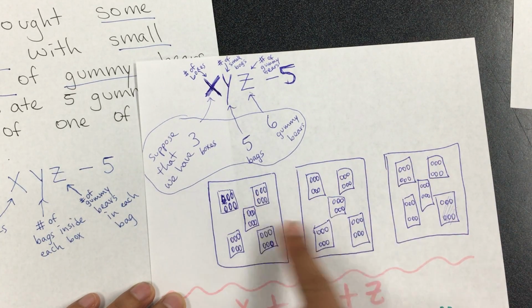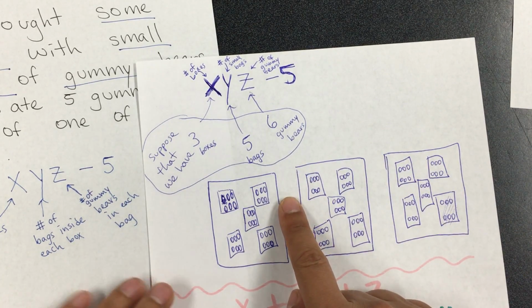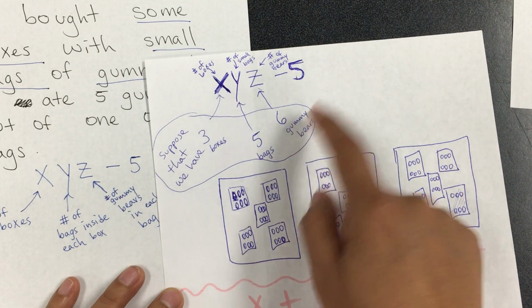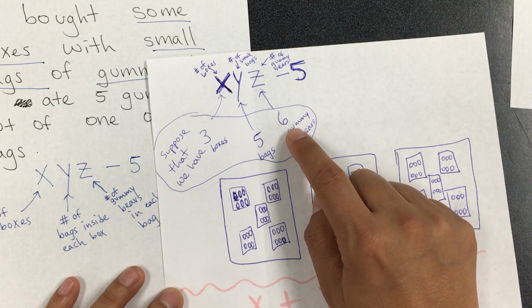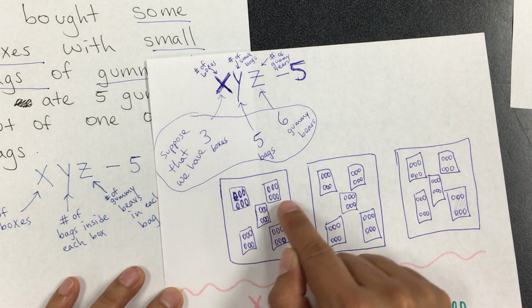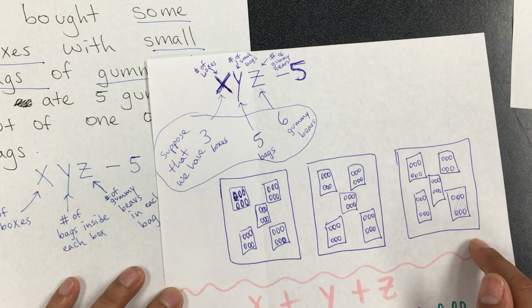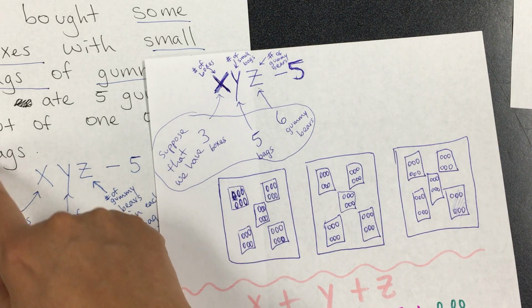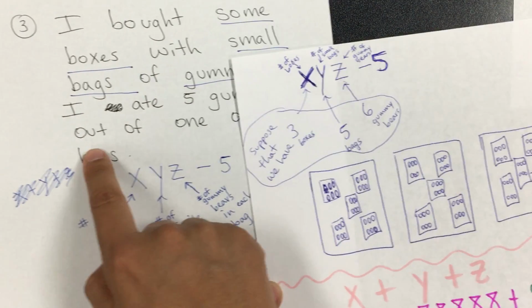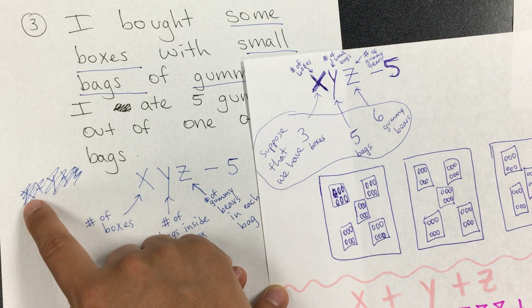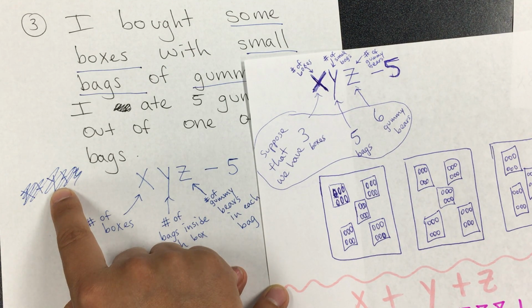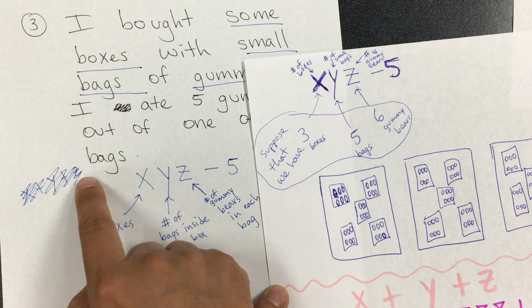In reality, look at that. It's 15 bags. Inside, let's pretend that they told us that each bag has 6 gummy bears. So I drew 6 gummy bears in each one of them. Again, if you were to add 6 in here, instead of multiplying, you're adding 3 boxes plus 5 bags, that's 8, plus 6 gummy bears, that's 14.